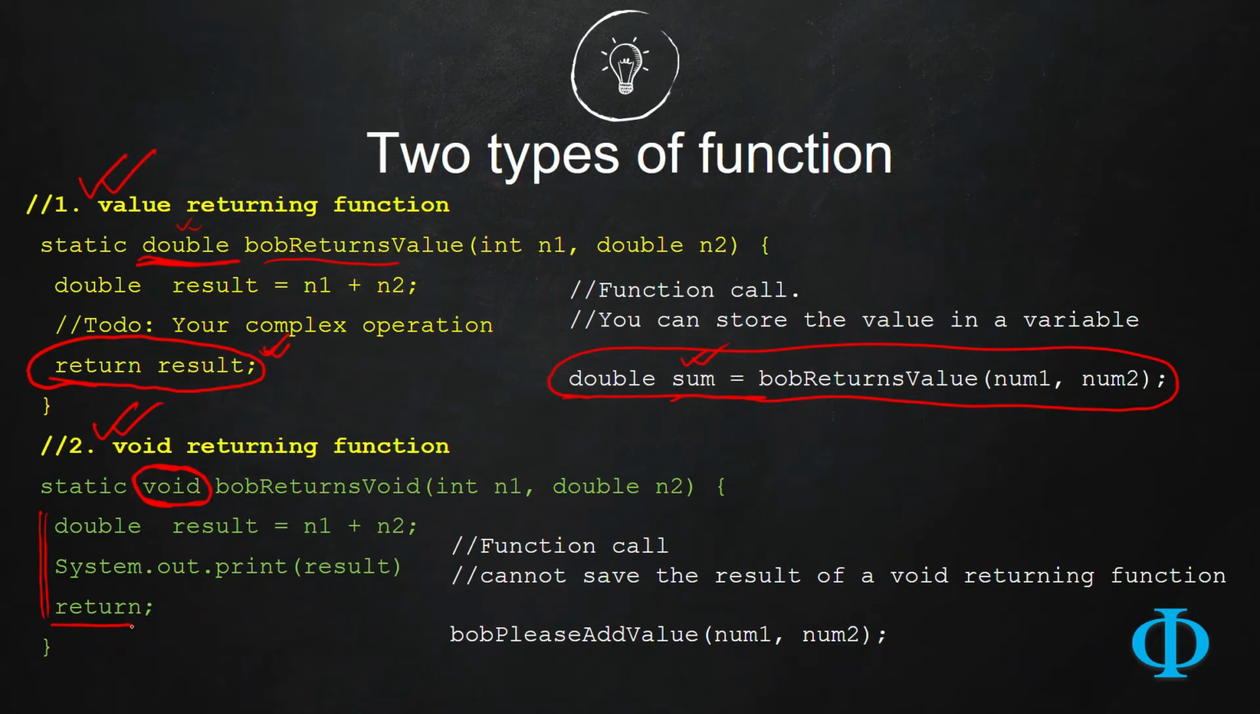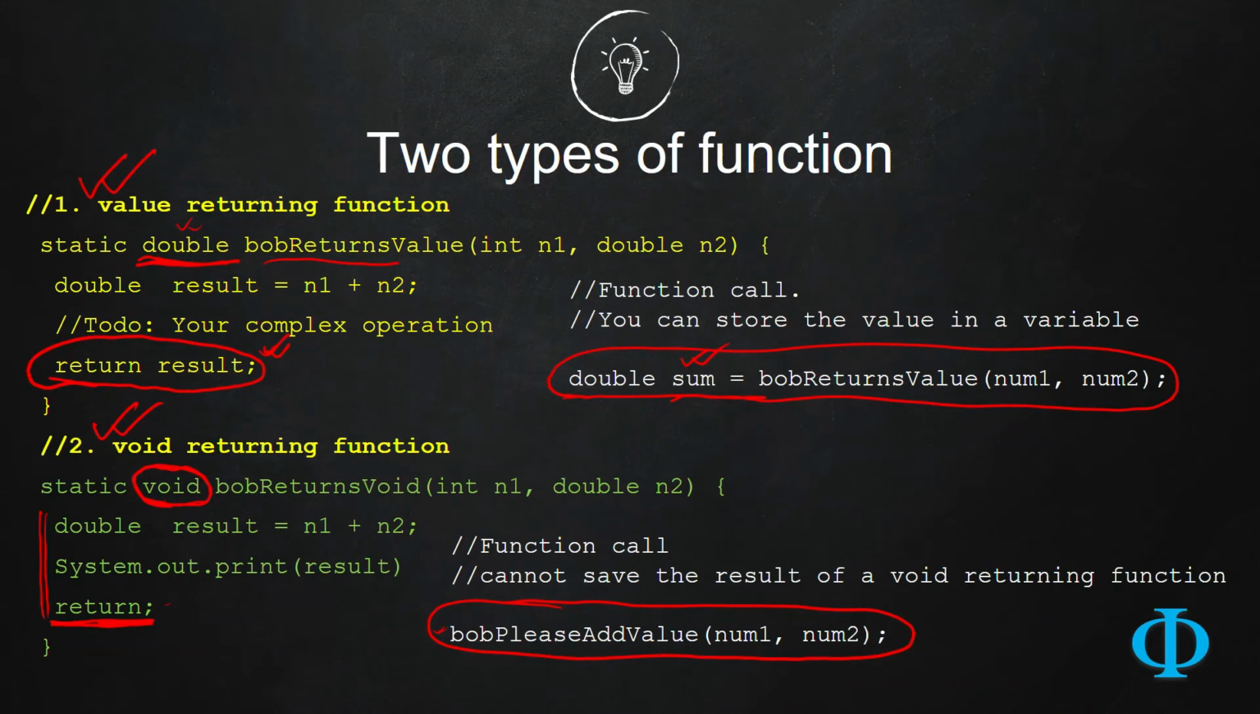After the return keyword, I did not return any result over here. And since it is not returning anything, you really cannot store the result of this function call in any type of variable. So that's the difference.